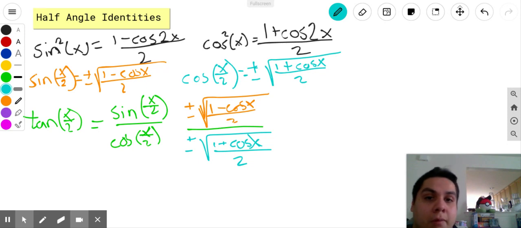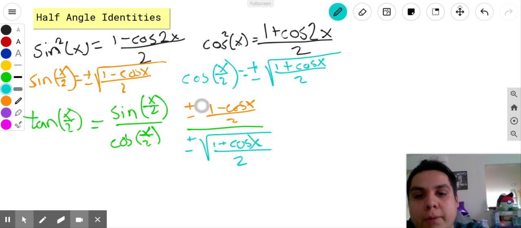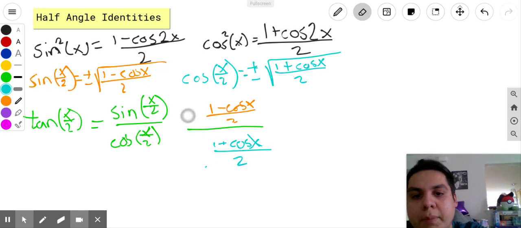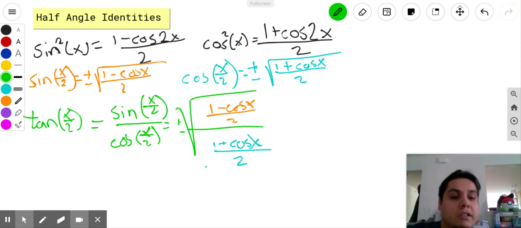Now that we have that, since you're dividing a radical by another radical and the indices are the same, you can just combine that into one giant division sign. So if I do so, here's where we end up. First and foremost, it's still going to be plus or minus, because I don't know exactly what the signs are. Depending on where x divided by 2 falls, it could be that sine is positive and cosine is negative. So we don't know if that's going to be plus or minus, so we're just going to leave it like that.